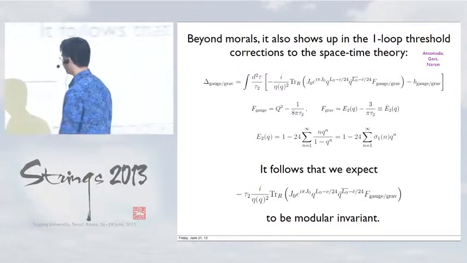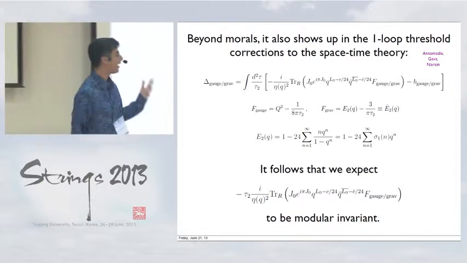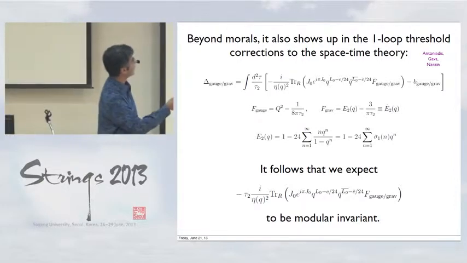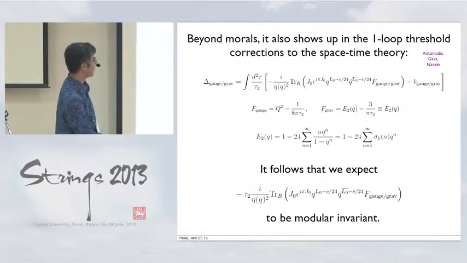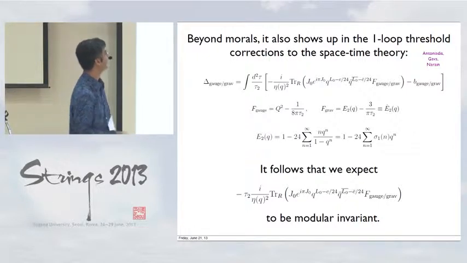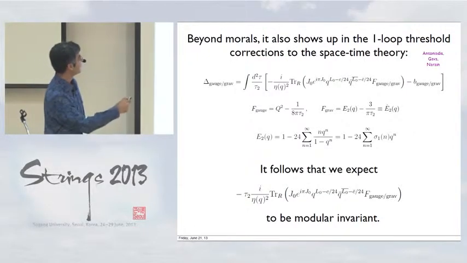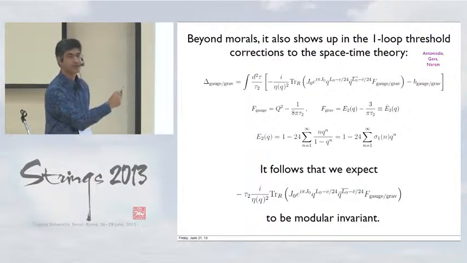Now, it follows from the fact that we expect the action to be well-defined, and this kind of form, that this quantity should be modular invariant, okay, with the extra tau 2 to make up for the fact that this is not quite the modular invariant measure.